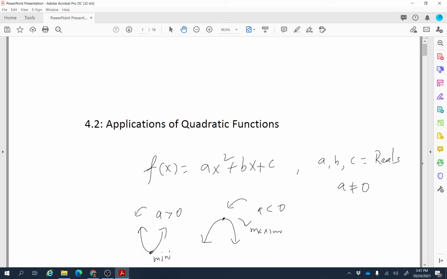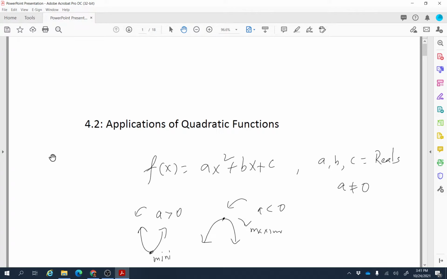So basically, whenever we try to find the maximum or minimum value, whenever we try to optimize some function, this quadratic model is very useful. Meaning, we try to model the problem using the quadratic function. And since we can find the minimum or maximum value of a quadratic function by using the vertex formula, we will be able to solve the problem.